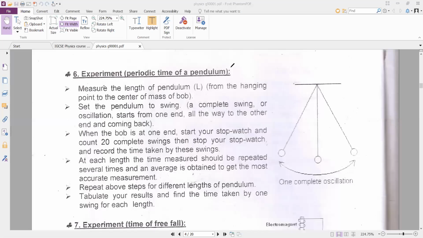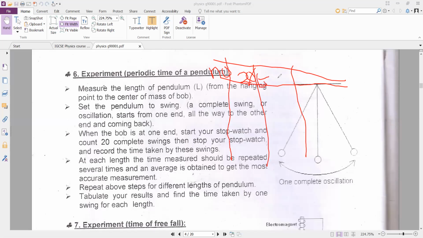See this table. It has a column for the number. Number 1: when the bob is at one end and starts, use the stopwatch and count up to 20. How much time does it take? The time in seconds.